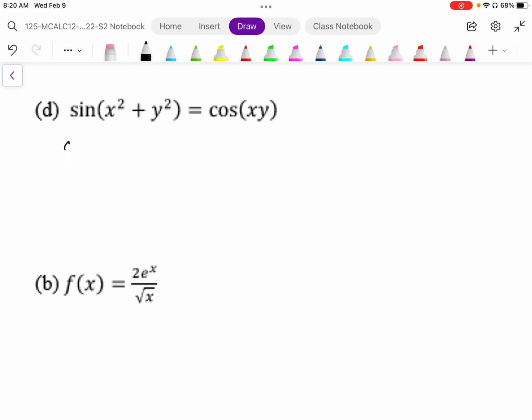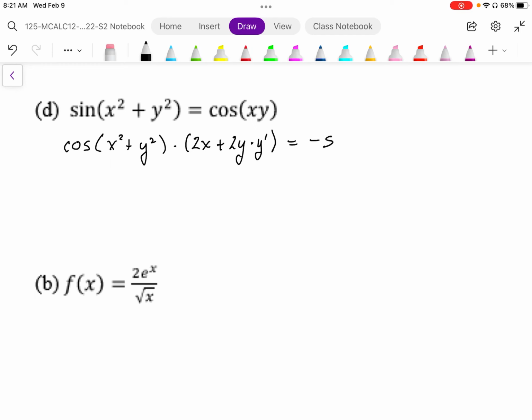So differentiating this, I get cosine of x squared plus y squared. So I differentiate the outside. I need to attach a chain on here. So differentiating the inside, I get 2x. I differentiate y normally, but because I differentiated y, I have to add on a dy by dx. Okay, so I'm just going to write that as y prime. So there's my left side of the equation.